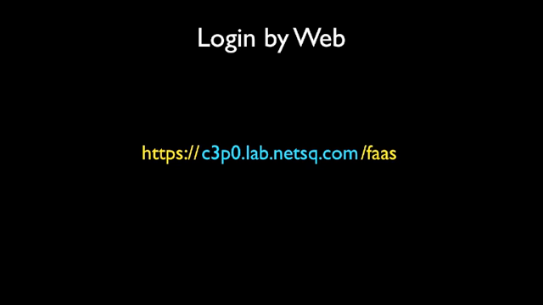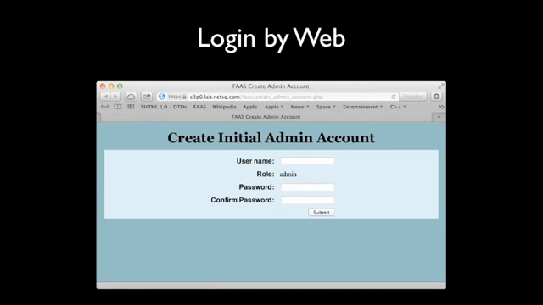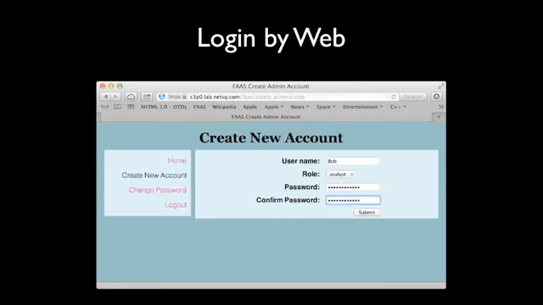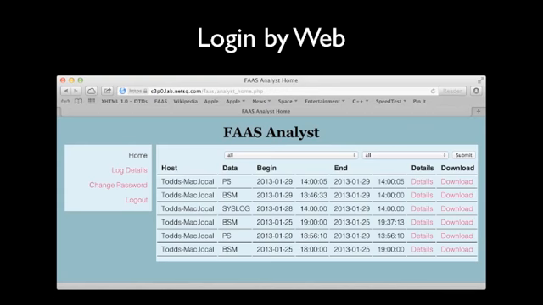Login by web. The final step is to create accounts on your audit log server. Point your web browser at the host you designated as your web server. Use the exact name you entered in FAAS Maker, and then tack on a /FAAS. The first time you do this, you will be asked to create an administrator account. Once you've created the administrator account, you can create analyst accounts. Analysts are users who can actually access the log files. Log in as one of the analysts, and you can see a list of log files, view details, and download them.